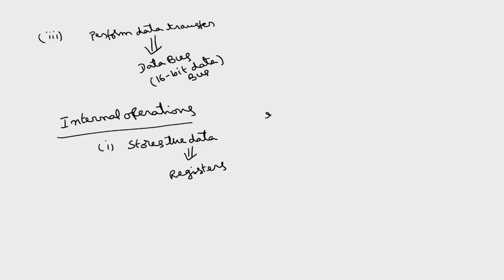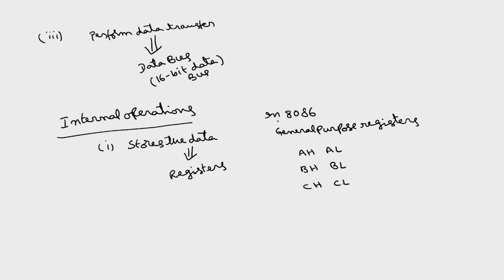So, in 8086 what are the different types of registers available? There are 2 types of registers available in 8086. One is called general purpose registers. They are basically AH, AL, BH, BL, CH, CL, DH, DL. This is the register array.